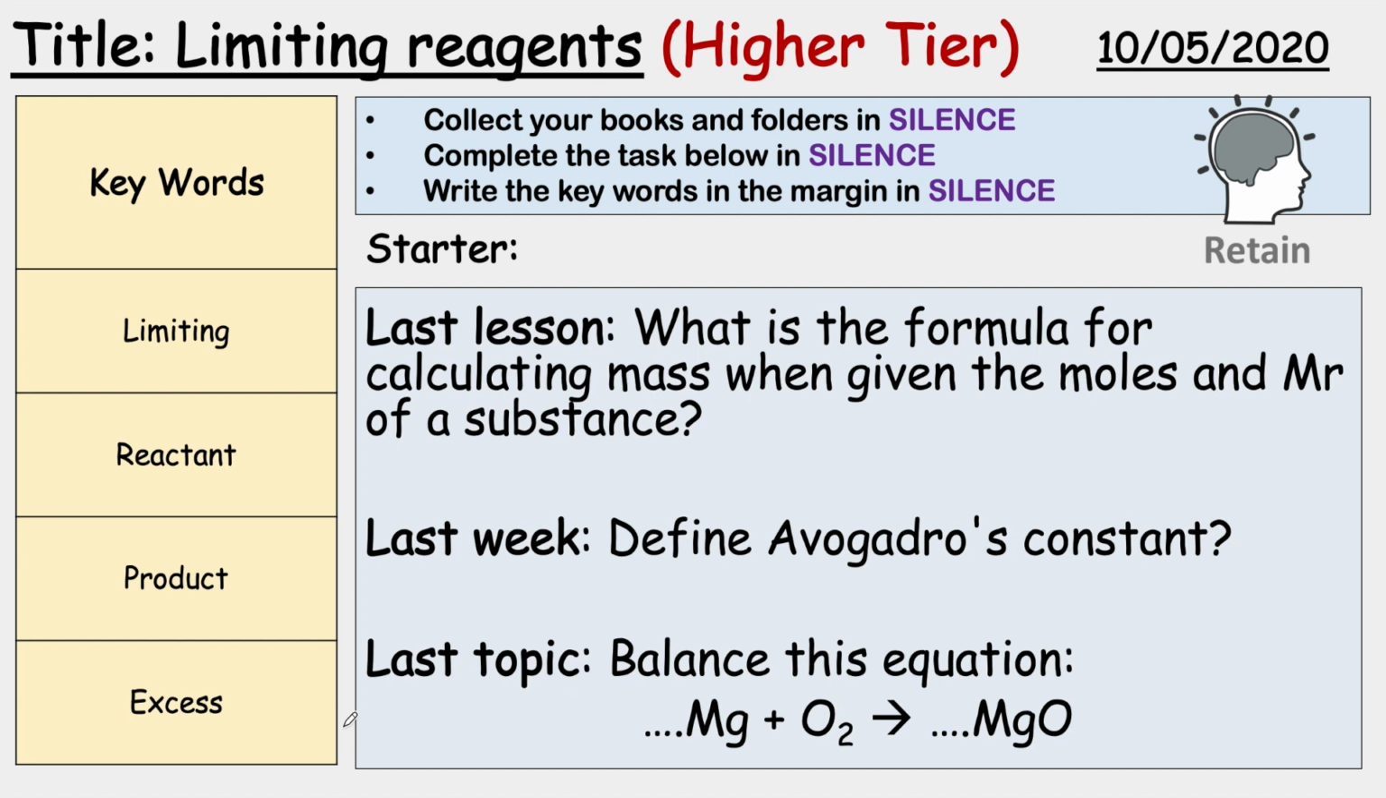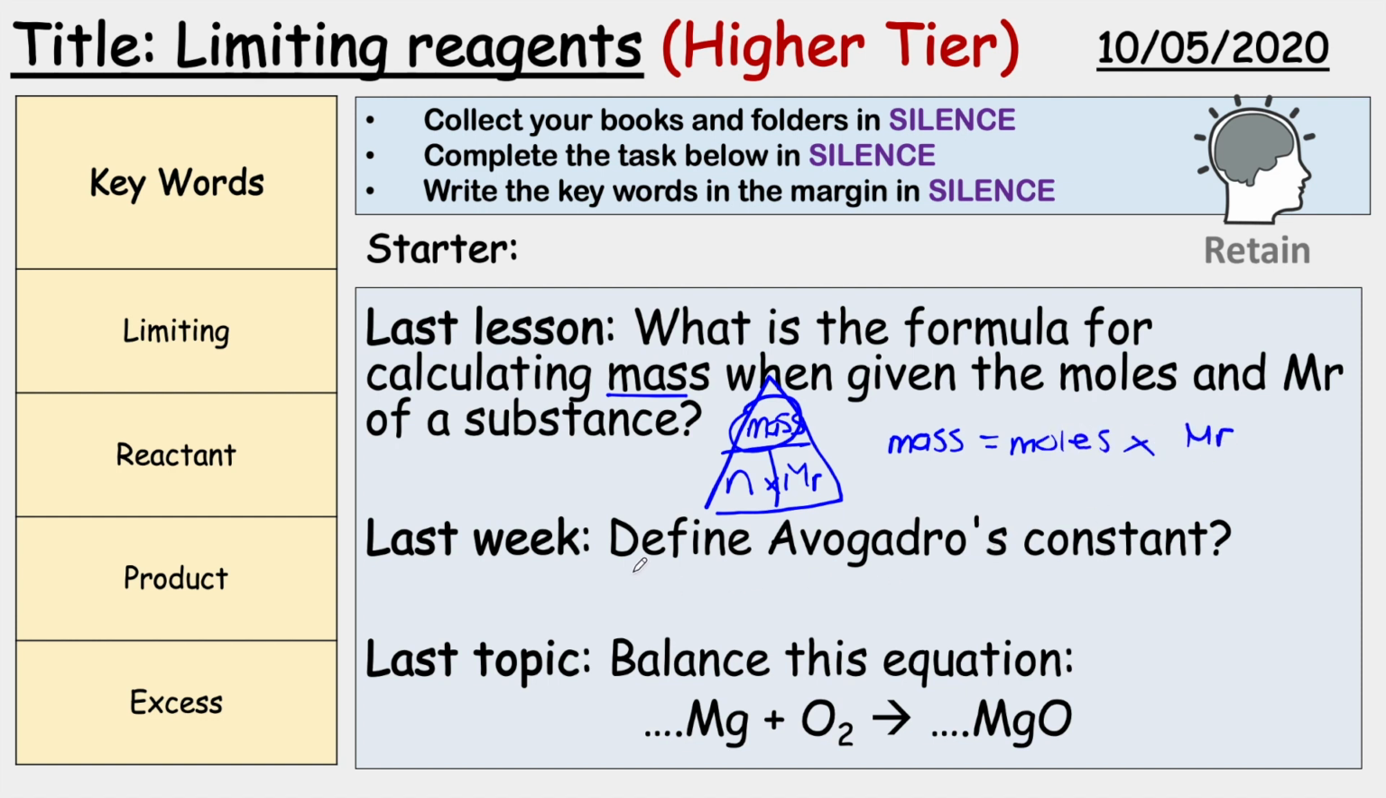What is a formula for calculating mass when given the moles and MR of a substance? So hopefully you can remember the calculation triangle by now, and that is moles equals mass divided by MR or molar mass. And if we cover up what we want, in this case the mass, we'll see that it's moles times MR. So the equation is mass equals moles times MR.